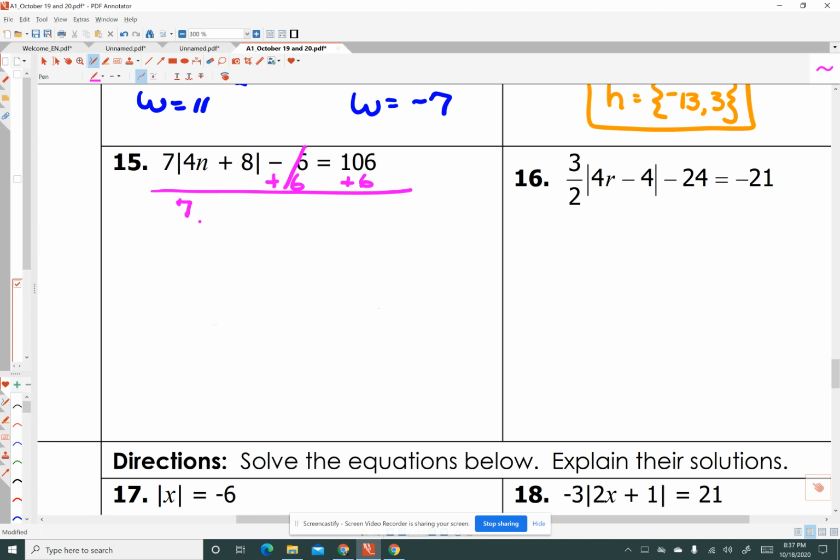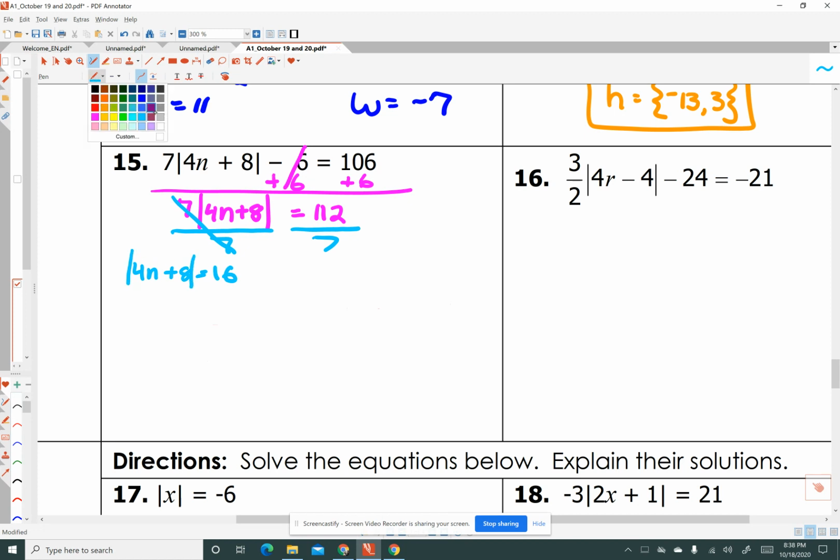Okay, again, we want to add 6 to both sides. 7 times the absolute value of 4n plus 8, this is where I made my mistake, equals 112. Now we'll divide both sides by 7. 4n plus 8 equals 112 divided by 7 is 16. And that's still absolute value.